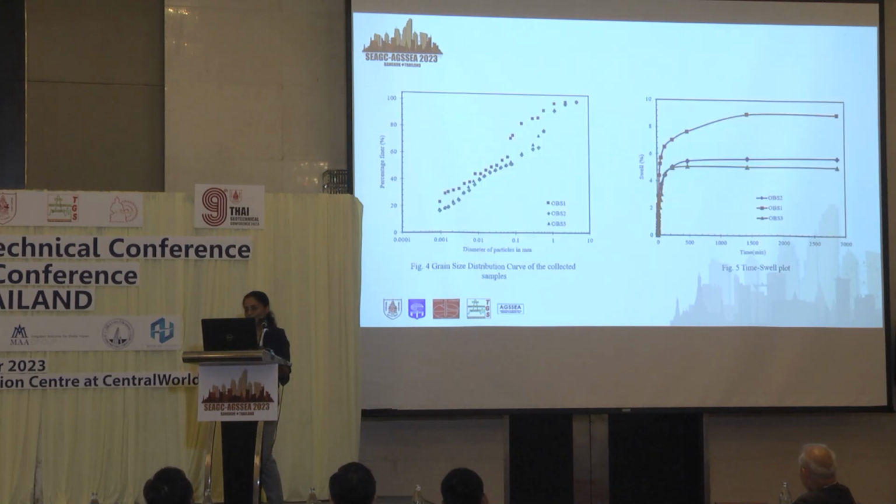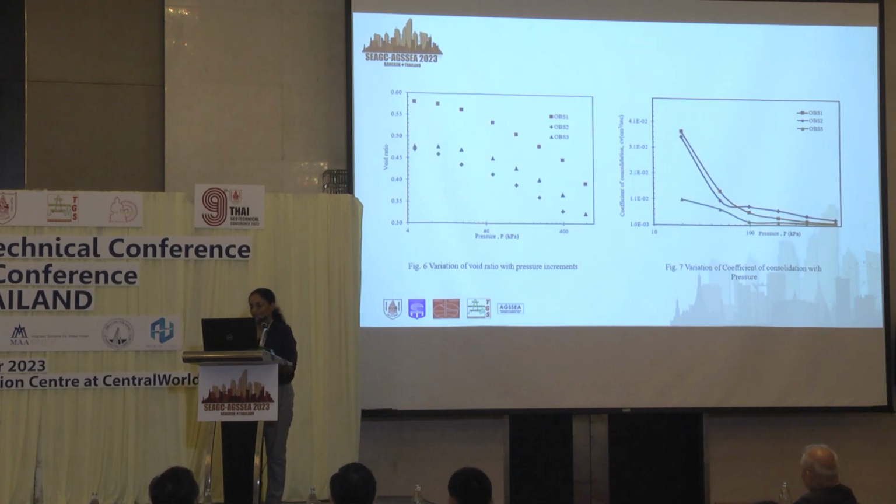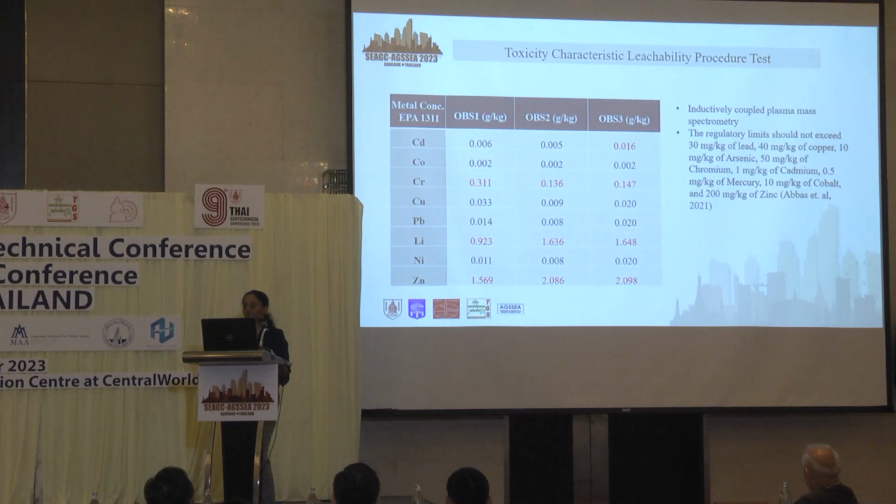comes under CL soil. In the time swell plot, it is seen that for OBS1 the swelling is more compared to OBS2 and OBS3, but the percentage of swelling is very less. That means there are no expansive minerals present in the waste. Also, the variation of the void ratio as well as the coefficient of consolidation is more for OBS1 compared to OBS2 and OBS3.